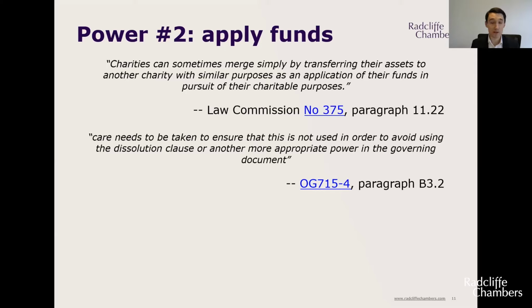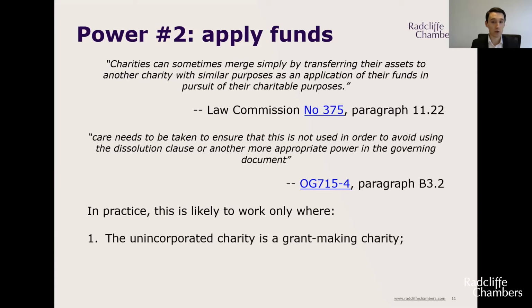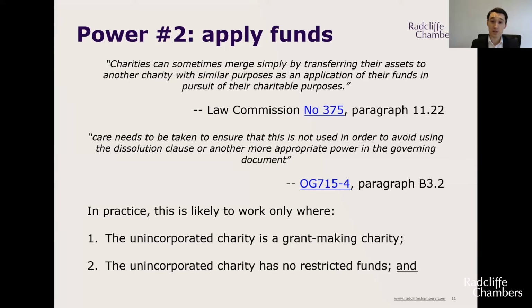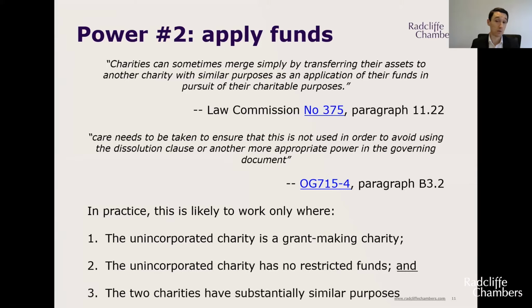So in short, in general, this is only likely to be a viable option for charities where three conditions are met. First, the unincorporated charity is a grant-making charity. Second, the charity has no restricted funds. And thirdly, the 2 charities, the one giving the assets and the one receiving them, have similar purposes. Outside of that fairly narrow set of conditions, I'd recommend that trustees take advice on the scope of their specific powers before making a massive transfer of assets.